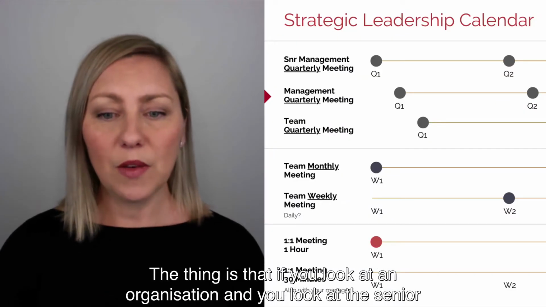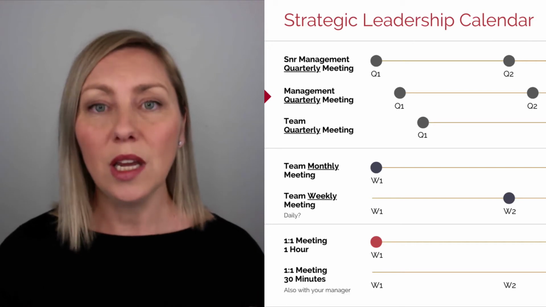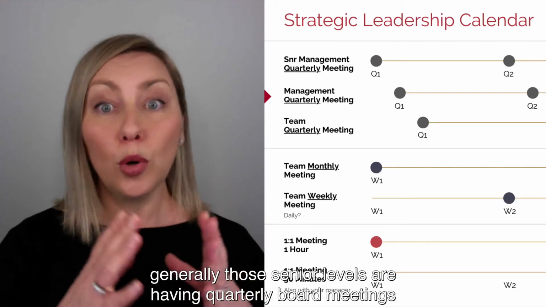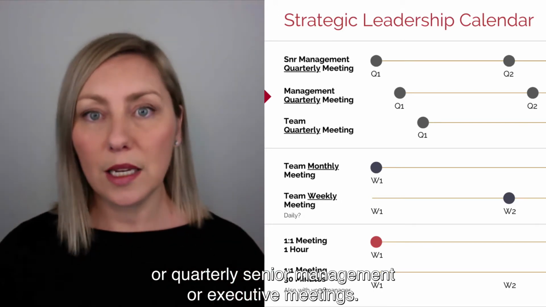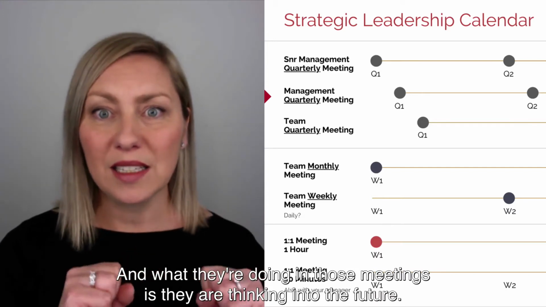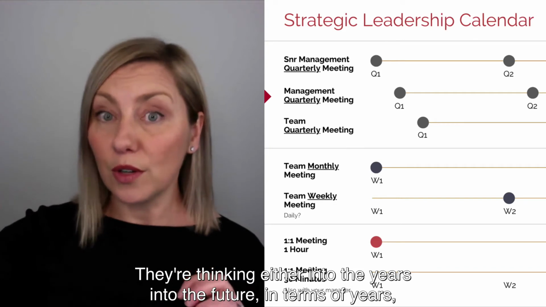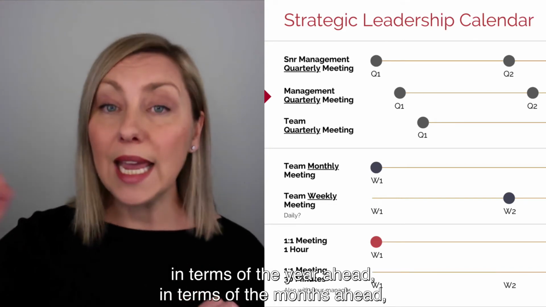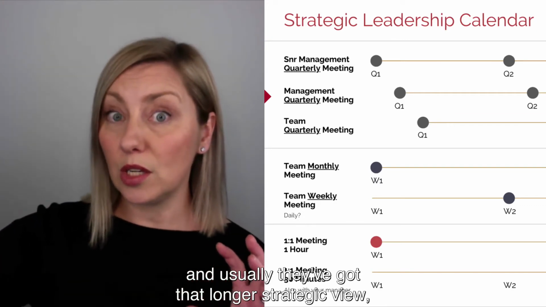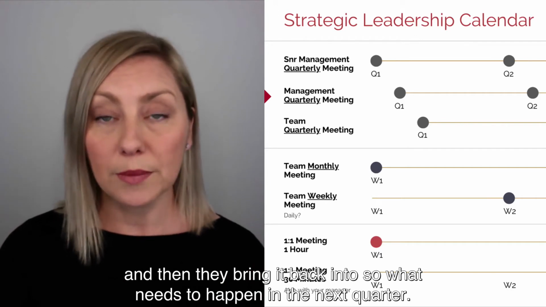The thing is that if you look at the senior levels of an organization, generally those senior levels are having quarterly board meetings or quarterly senior management or executive meetings. And what they're doing in those meetings is they are thinking into the future, in terms of years, the year ahead, the months ahead. Usually they've got that longest strategic view and then they bring it back into what needs to happen in the next quarter.